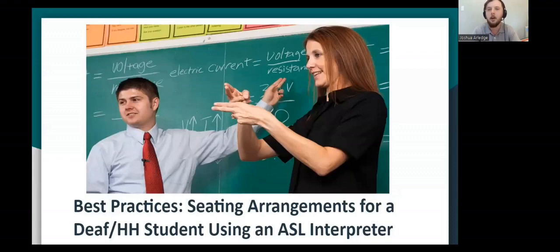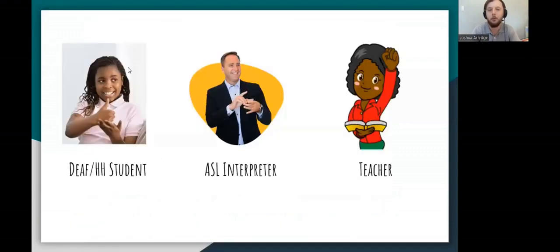Today, I wanted to hop on to provide some tips and best practices for classroom arrangements when you have a student who is deaf or hard of hearing that is using an ASL interpreter to access communication. So, there are three people that you need to keep in mind when you're coming up with your seating arrangements. That includes the deaf and hard of hearing student, the positioning of the interpreter, and the positioning of the teacher.